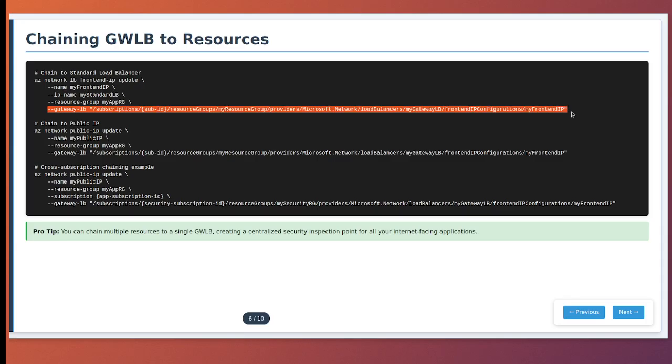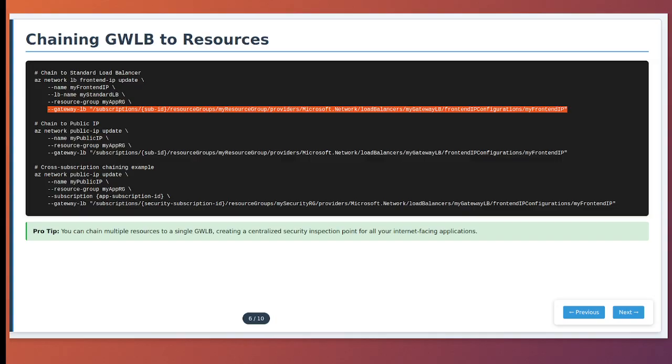and NVAs first. The benefit of this is that your applications behind the standard load balancer do not need any changes. They continue to receive traffic normally, but now it has been inspected and processed by your security appliances. The return traffic follows the same path in reverse, maintaining complete symmetry.